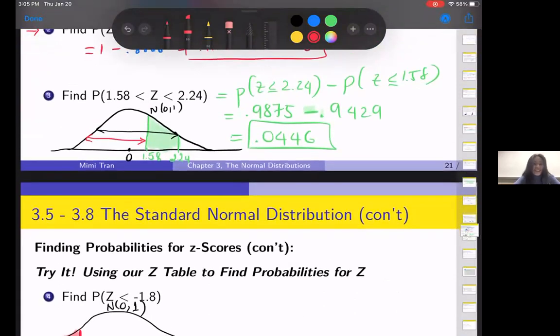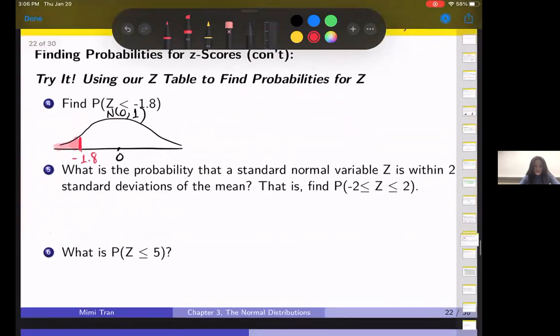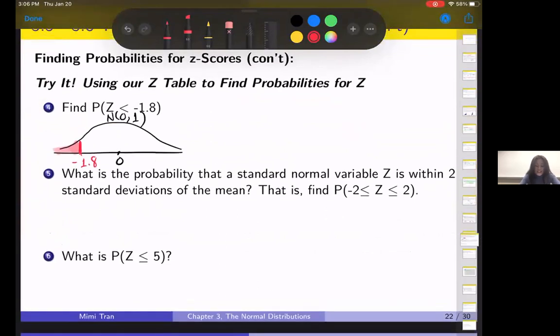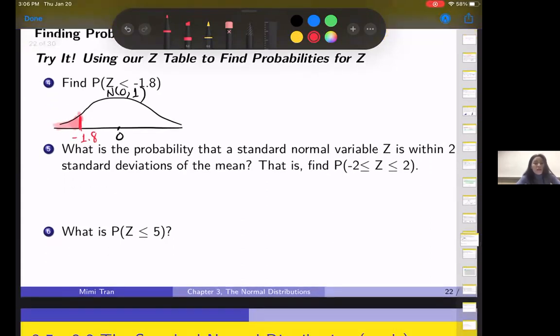What I just said is I recorded this, so you can rewatch it if you want. I just repeated what I said on number 3. Nothing new. For number 4, I want to find the probability of Z is less than negative 1.8. Negative 1.8 is on the left of 0, so put your points down and draw a little area. We want less than negative 1.8, so we're going to highlight that area on the left of negative 1.8, and then you can look it up on your Z table.